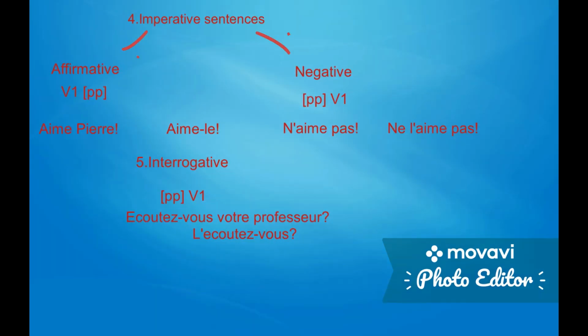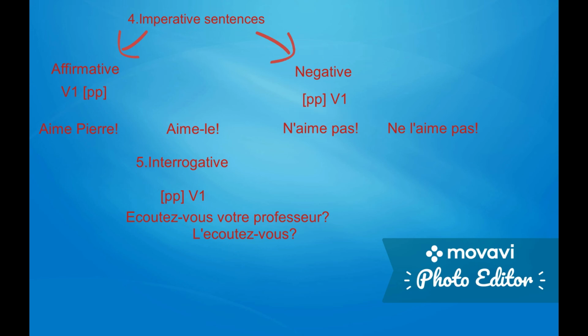The fourth case is of imperative sentences. In imperative sentences which are affirmative, the personal pronoun is placed after the verb. For example, aime Pierre. It will change to aime-le. But please remember that in negative imperative sentences, the personal pronoun is placed before the verb only. For example, n'aime pas Pierre. It will change to ne l'aime pas.